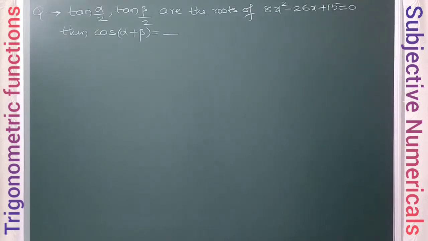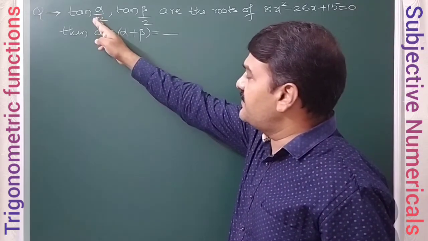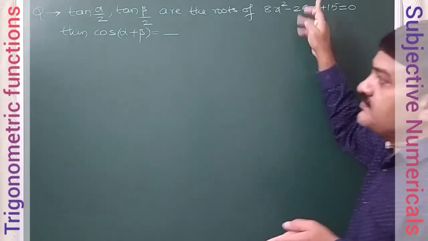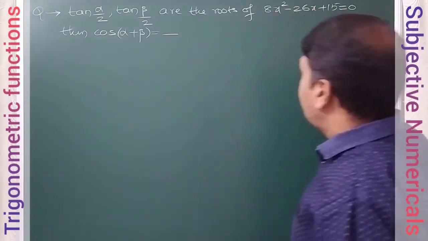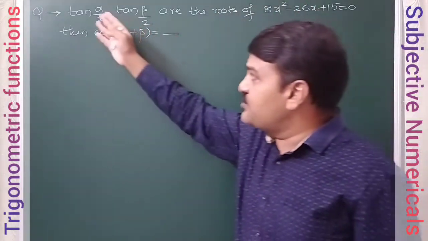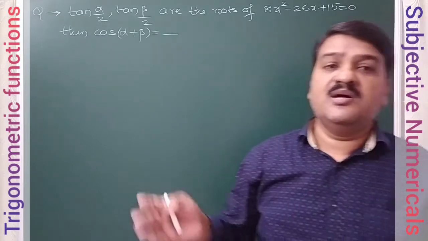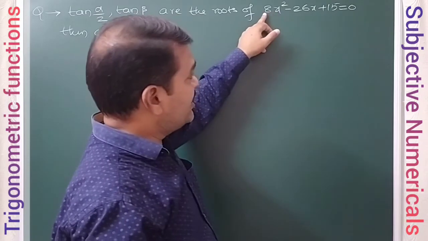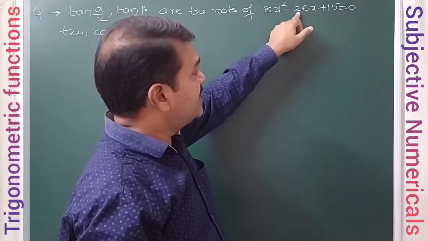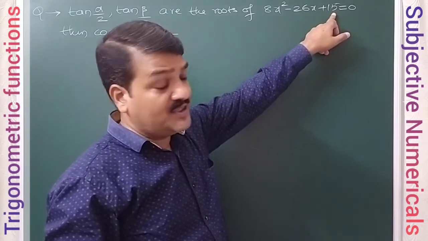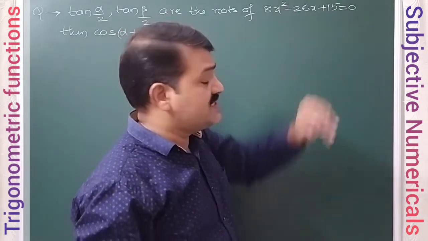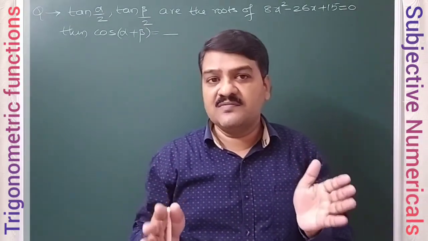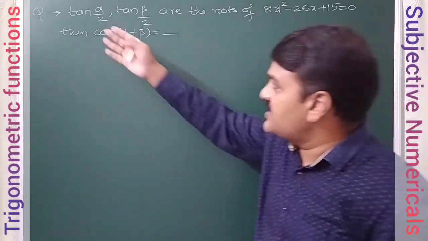Okay, so this is the next question on board. Tan alpha by 2, tan beta by 2 are the roots of this quadratic equation. We have to find this. So when a quadratic equation is given with two roots like this, we know the formula of sum of the roots and product of the roots. Let us assume x square coefficient as a, x coefficient as b, constant as c. So if coefficients are taken as a, b, c, we know that sum of the roots is minus b by a and product of the roots is c by a. So of course these are the roots given.